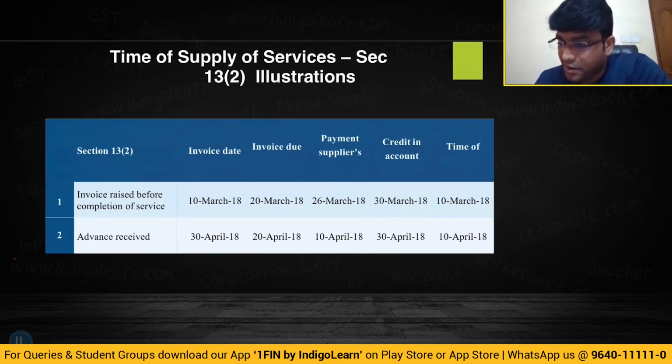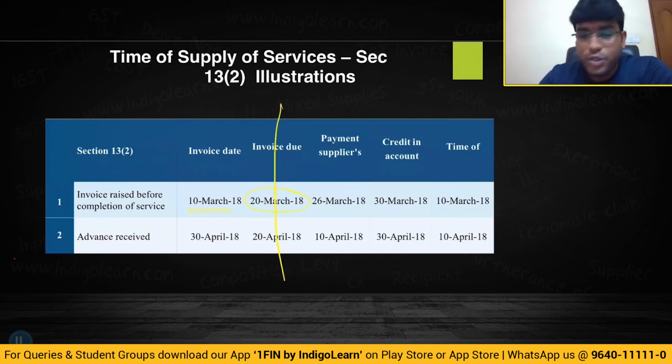Invoice raised before completion of service. Date of invoice is 10th March. Invoice due: is it relevant for us, sir? Invoice due is absolutely irrelevant. When invoice is supposed to be issued is actually relevant when we talk about time of supply in case of goods. Because time of supply will be date of invoice, that is actual date, or last date when invoices ought to have been issued, whichever is earlier.